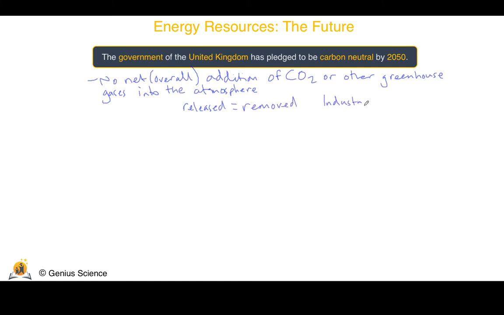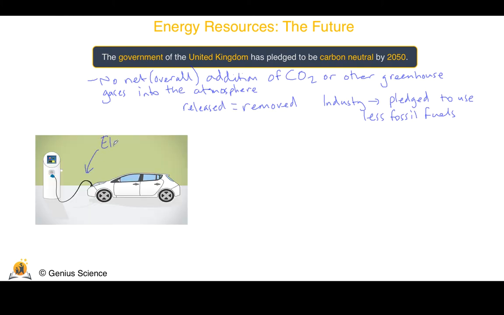In addition to governments, industry has also pledged to use less fossil fuels. For example, car manufacturers have increased production of electric cars and hybrid cars. Hybrid cars run on petrol, which comes from fossil fuels, and also electricity.